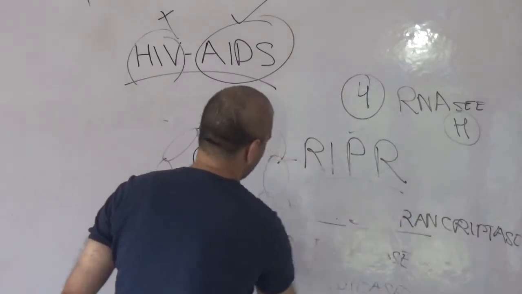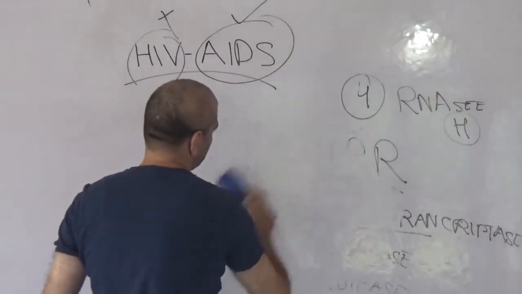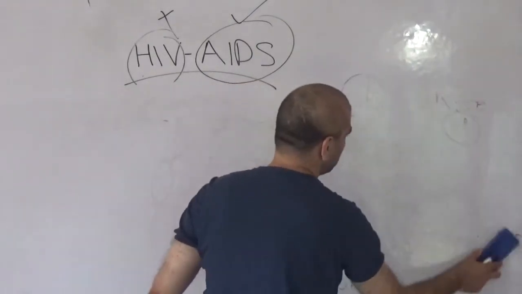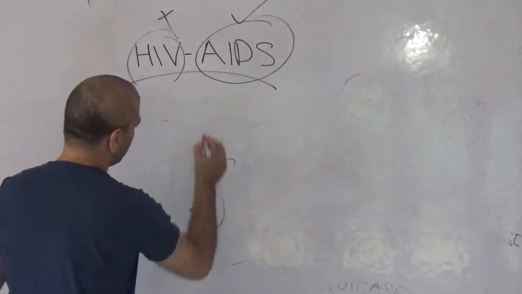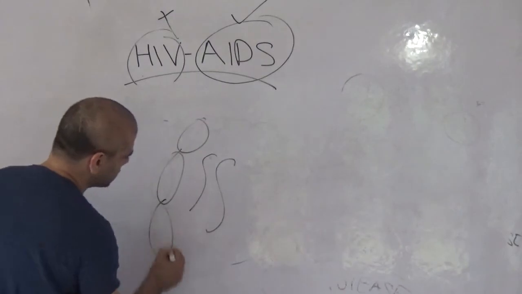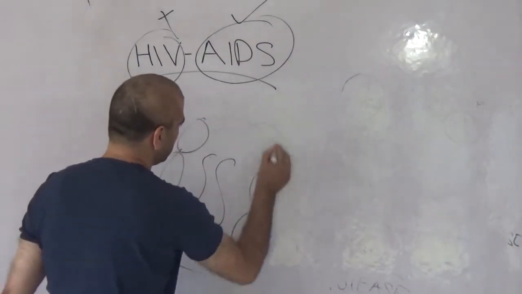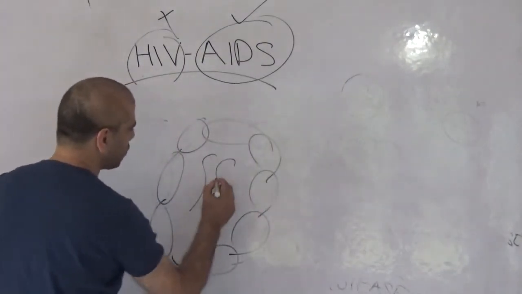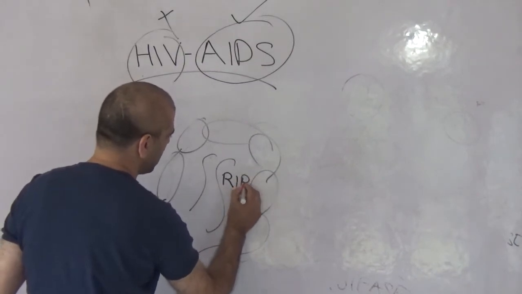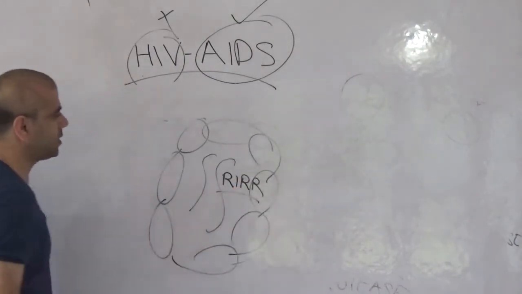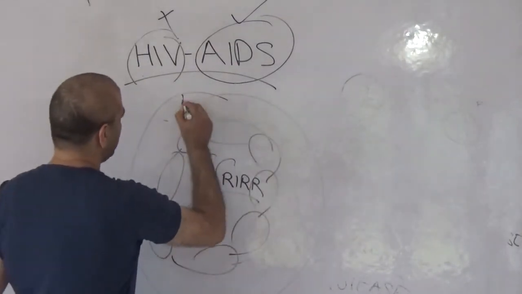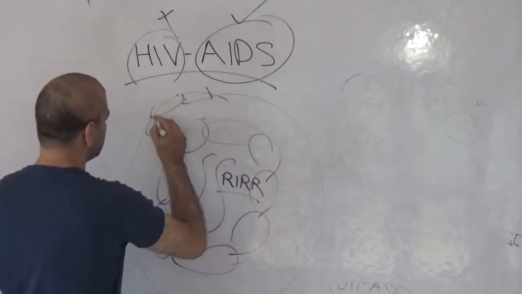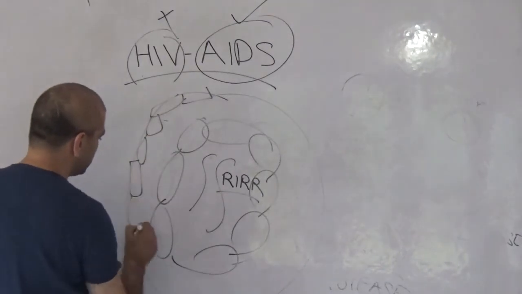Now, this being said, this single-stranded RNA is surrounded by capsid proteins, and within this core are 4 kinds of enzymes, RIPR, I already told you about this. Now this is surrounded by something called matrix proteins. They act like bricks surrounding this capsid.